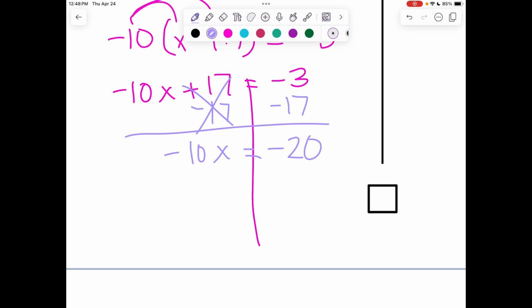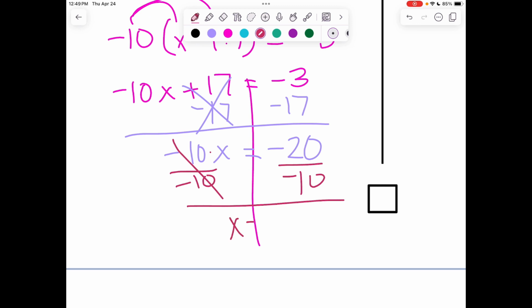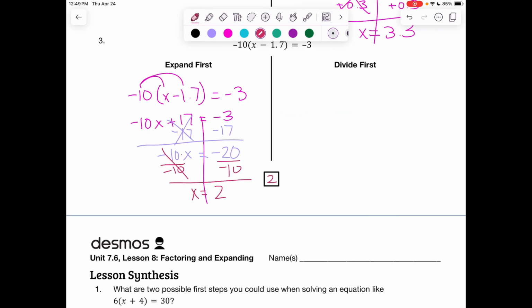Now we need to get rid of this times. To do that, we're going to divide by negative 10. When we do that, our negative 10s cancel out, so we're left with x equals negative 20 divided by negative 10 is a positive 2. And that is our answer.